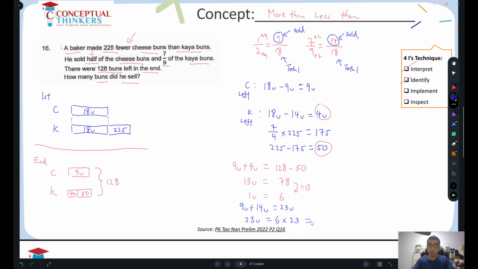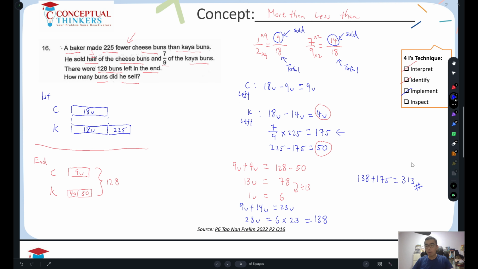So we're going to get 138. Okay, now don't forget that there's another 175 kaya buns sold. So we should take 138 plus 175. So plus 175, we're going to get 313 buns sold, which is cheese plus kaya. Okay, now this is the way that I will implement my steps to solve the question.